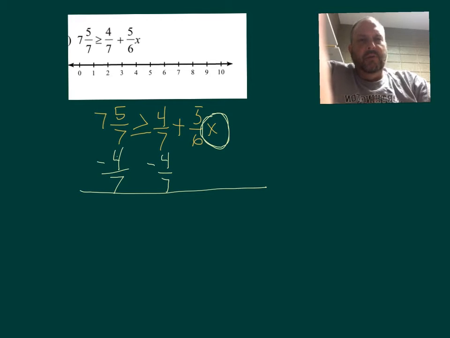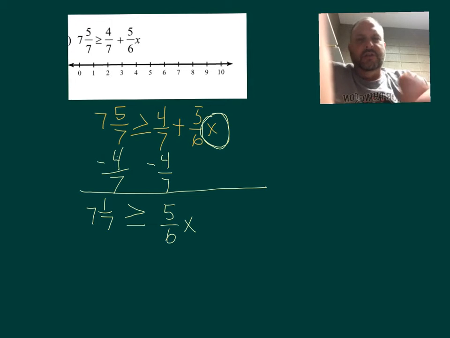Okay, and here we go. 5/7 minus 4/7 is 1/7. So on my left-hand side, I'm now left with 7 and 1/7. And I have that being greater than or equal to the 5/6 x.